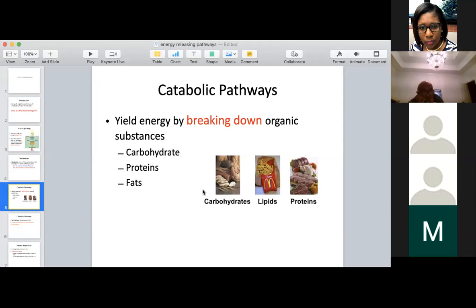Okay, but our preferred source are going to be these carbohydrates, because we want that glucose molecule. It's going to break down to yield the most number of ATP molecules for us. So we want those glucose molecules. But in your notes, make sure you're clear that catabolic pathways help us to obtain energy by breaking down organic substances, the foods that we eat.